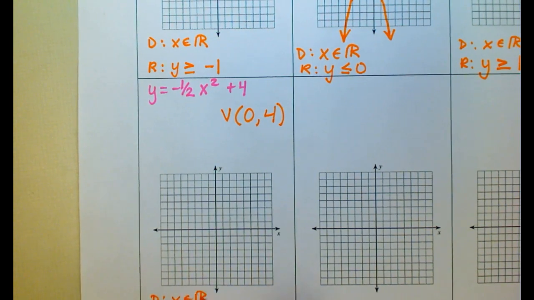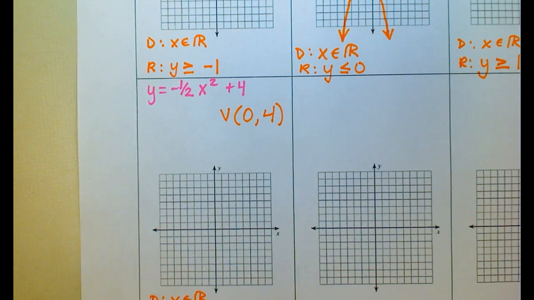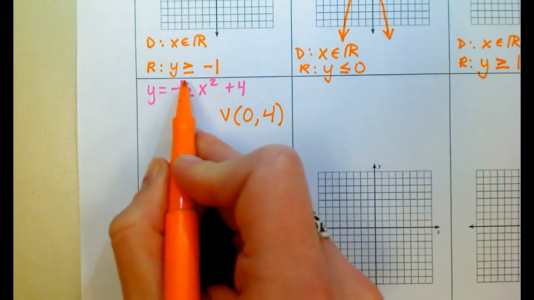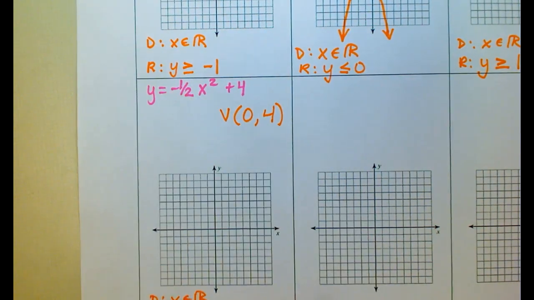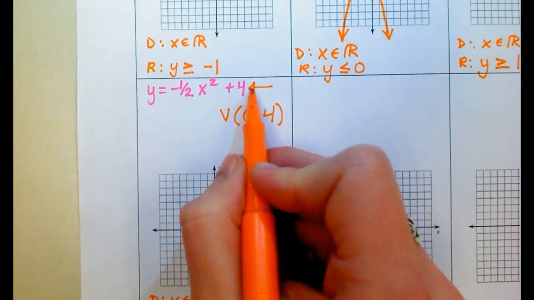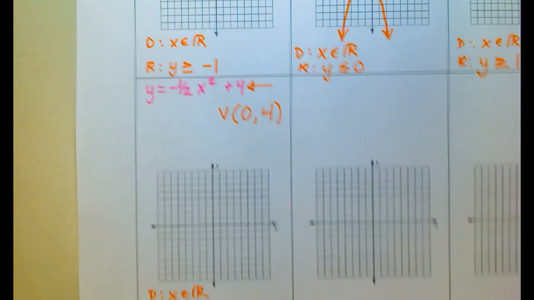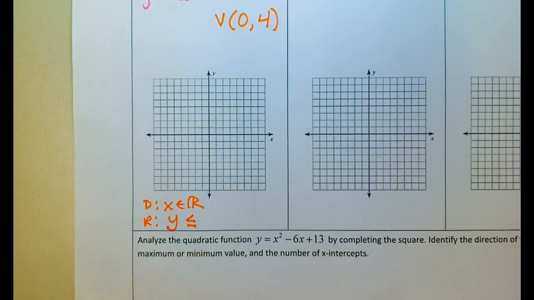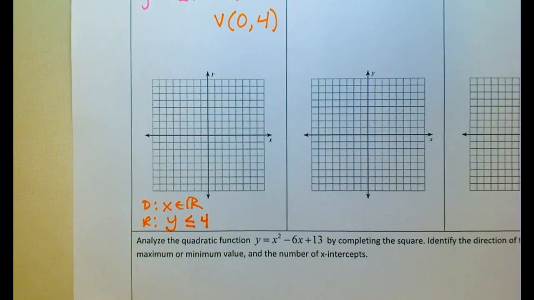I can do my domain and range early again. x is an element of the reals. My y values, since this will be a negative graph, it's going to be less than or equal to the value, once again, of 4. Less than or equal to the y value of 4.